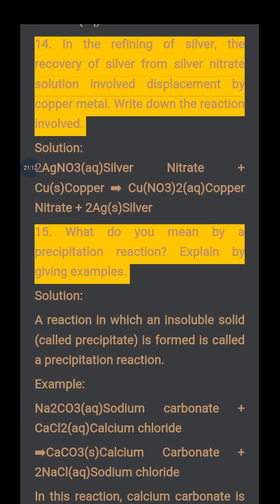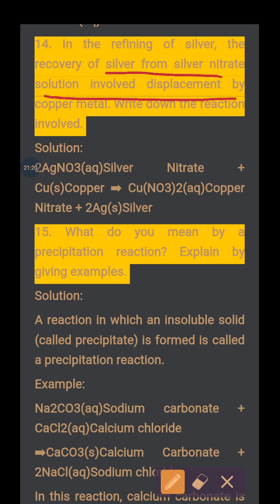In the refining of silver, the recovery of silver from silver nitrate solution involves displacement by copper metal. The reaction is 2AgNO3, that is silver nitrate, plus copper. Copper is more reactive than silver, so it makes Cu(NO3)2, copper nitrate, plus 2Ag, that is silver.